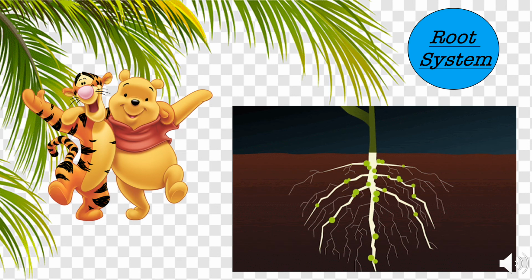Children, as I told you, we divide a plant into two broad systems. First is root system, second is shoot system. Here you can see the white part shown here is the root, which is underground, and the part which is above the ground is shoot system.